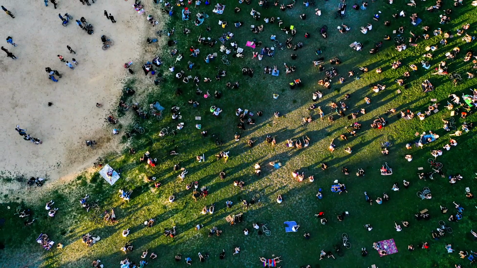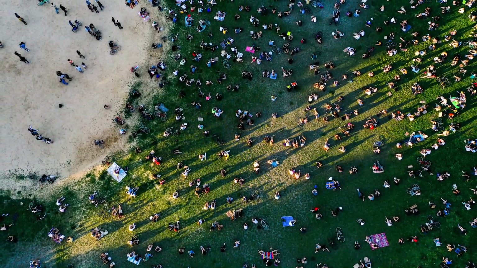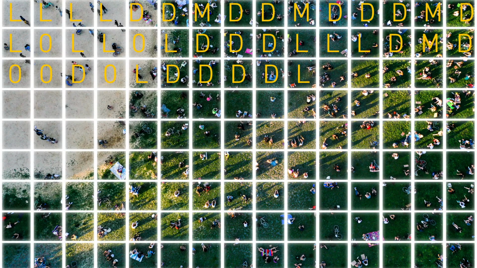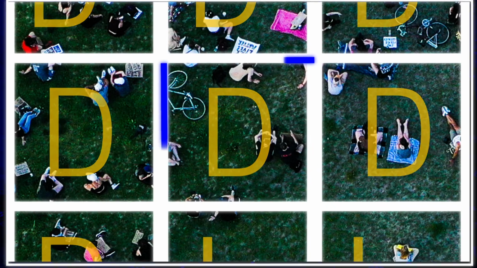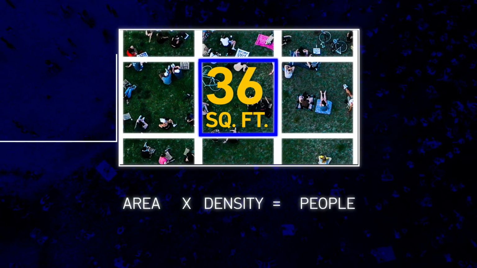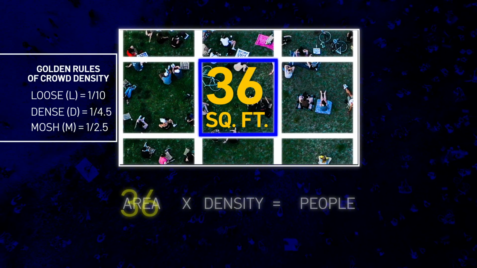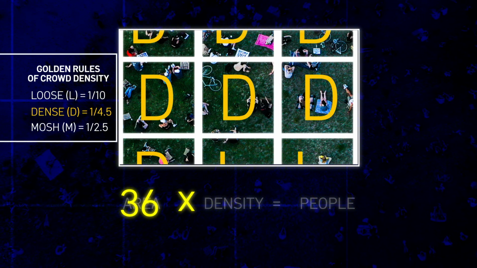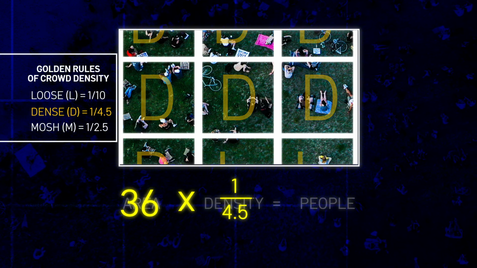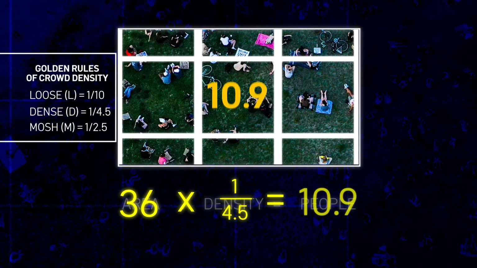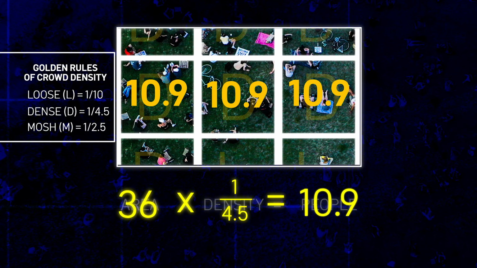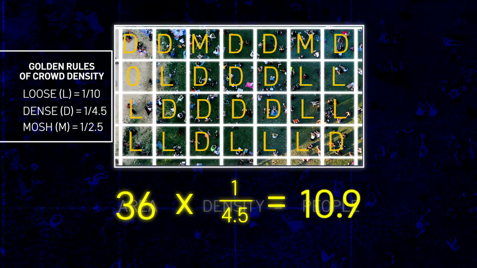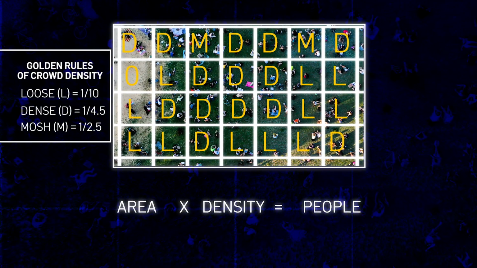If you were to do this on another event, like this protest in New York City, you'd grab a picture of the event, place a grid over it, and label the squares as loose, dense, or mosh. Let's say the area of each square here is 36 square feet. You'd multiply the area, 36 square feet, by the density you applied to that square. So D, or dense, is 1 person for every 4.5 square feet. You get 10.9 people. So you estimate there are 10.9 people in every square with the D. You do the same calculation for squares with M's and L's and add them all up.